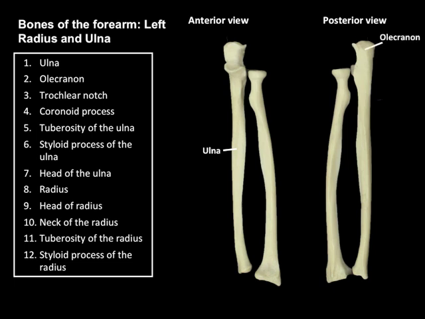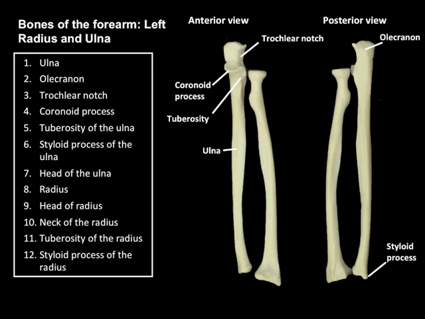The olecranon is located proximally on the ulna on its posterior surface. Anterior to the olecranon is located the trochlear notch. It articulates with the trochlea of the humerus. On the anterior surface of the trochlear notch is the coronoid process. When the arm is flexed, the coronoid process can fit into the coronoid fossa of the humerus. Inferior and lateral to the coronoid process is the tuberosity of the ulna for attachment of the brachialis muscle.